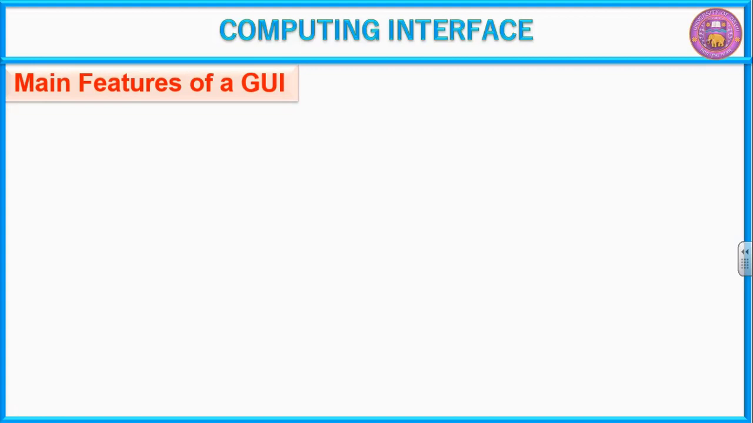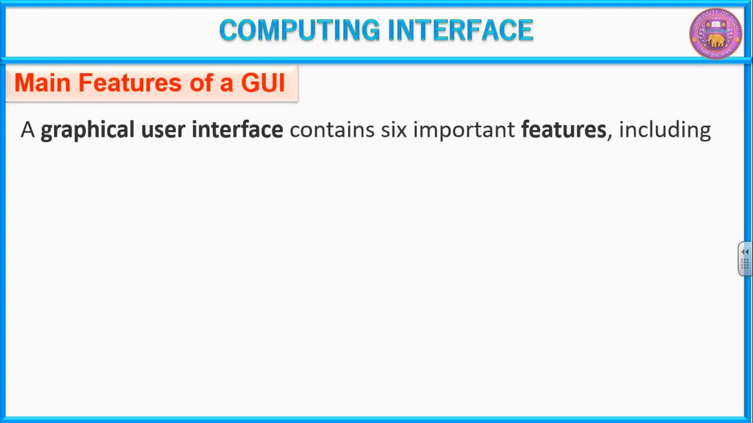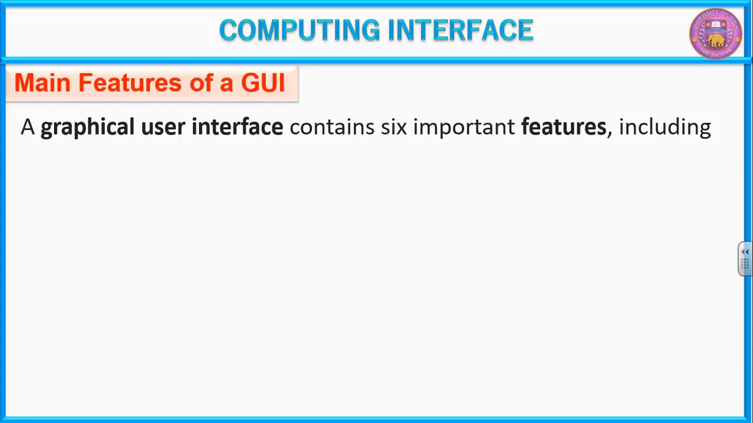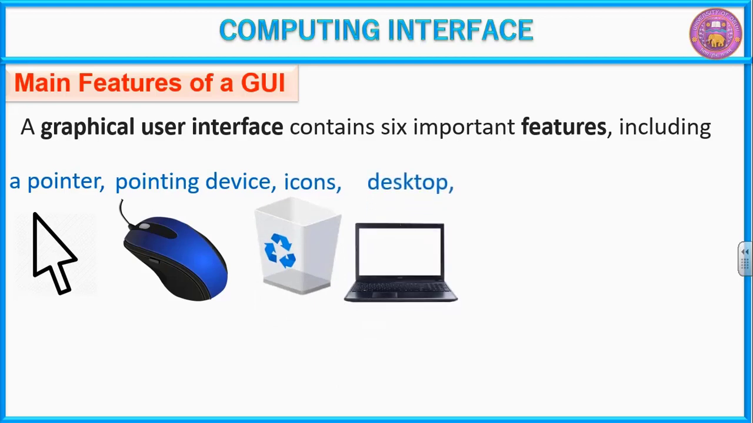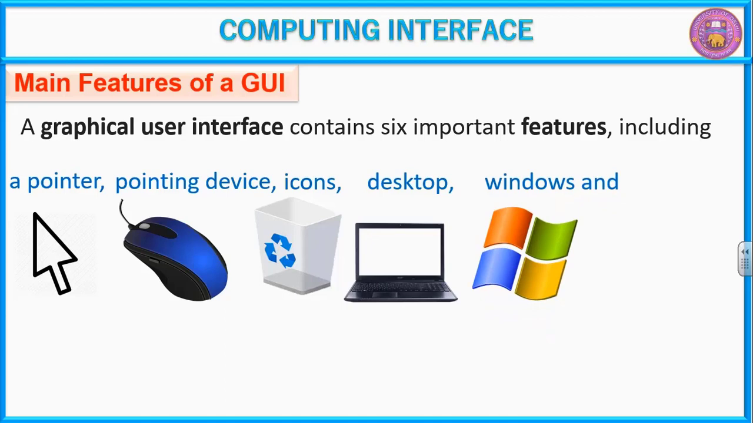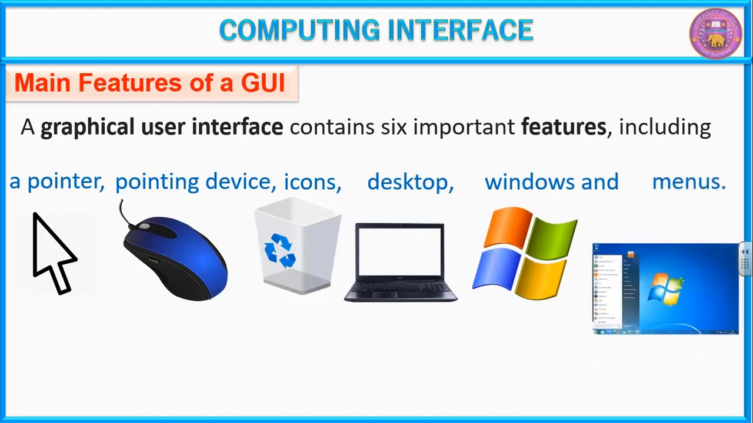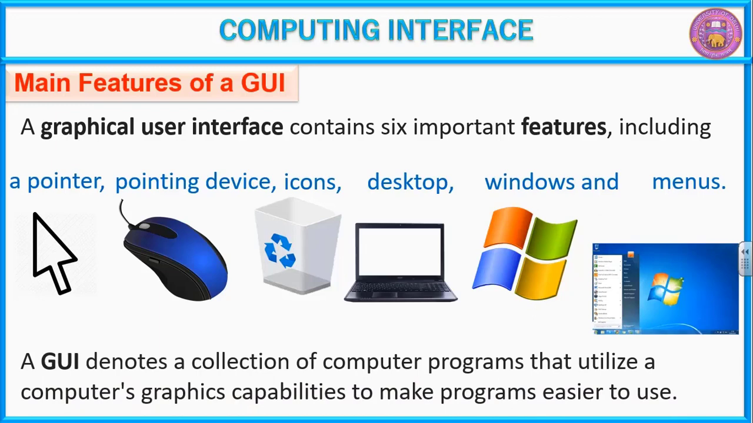Now, what are the main features of a GUI? A graphical user interface contains 6 important features, including a pointer, a pointing device, icons, desktop, windows, and menus. A GUI denotes a collection of computer programs that utilize a computer's graphic capabilities to make programs easier to use.